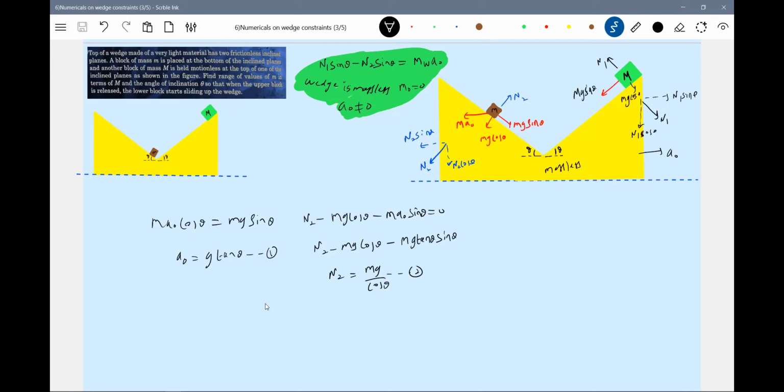After this, let's look at the wedge. We have already concluded N1 sin theta equals N2 sin theta, but still we need the value: find the range of values of m in terms of capital M and theta. Can we bring any equation? I think I should give some time for students to think.